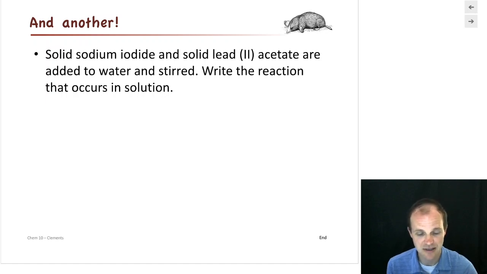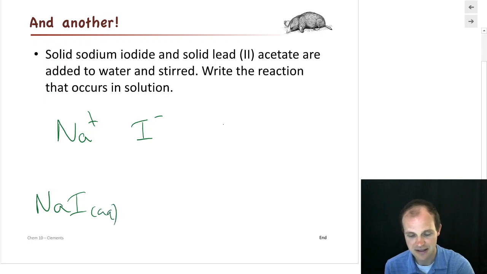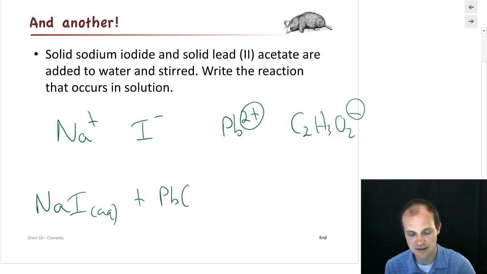All right, sodium iodide. Sodium is a plus, iodide is a minus, and so we're going to make NaI aqueous. Lead 2, Pb2+, acetate, C2H3O2-. How do we combine a plus 2 and a minus 1? We need 2 minus 1s, Pb(C2H3O2)2. And that's going to be aqueous as well.